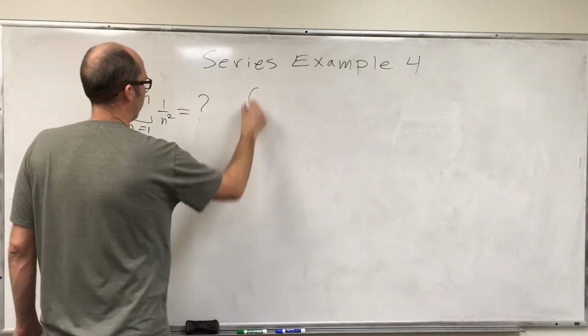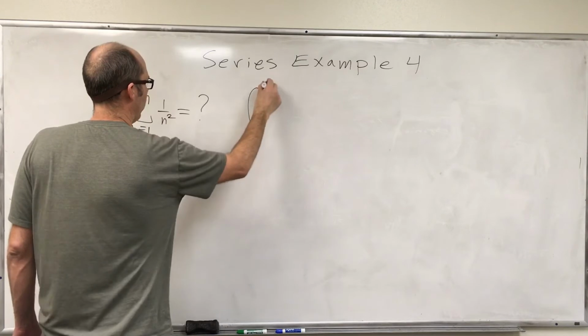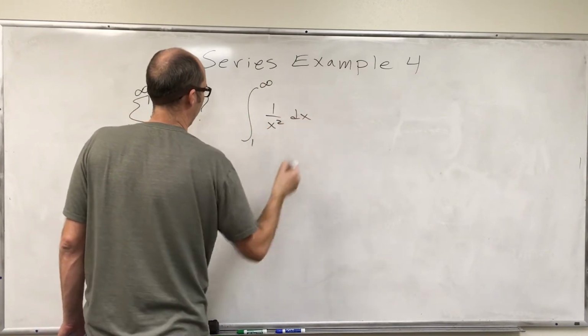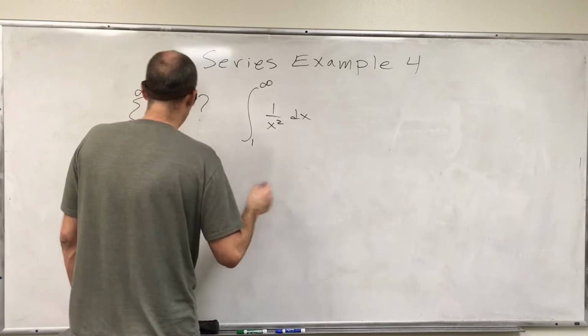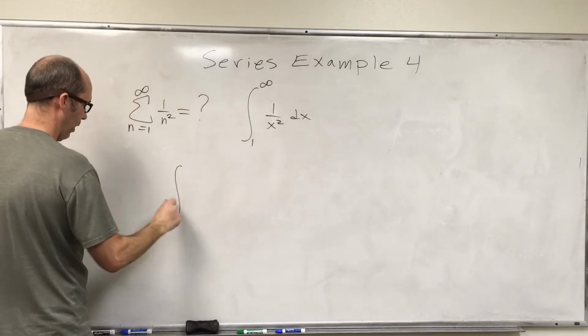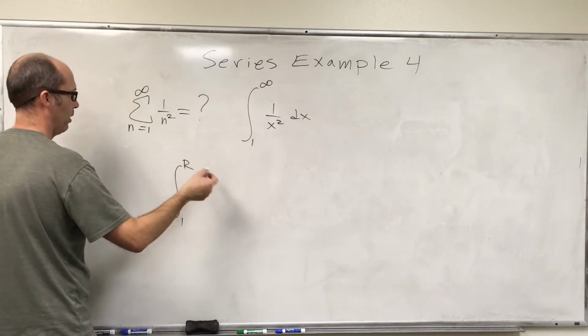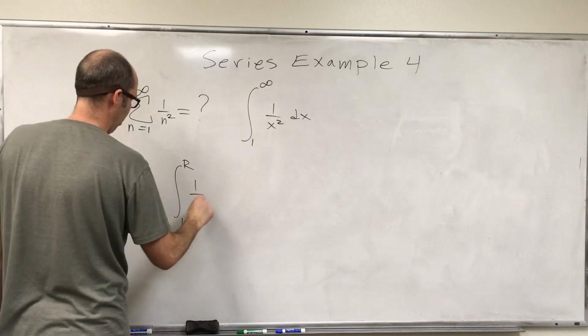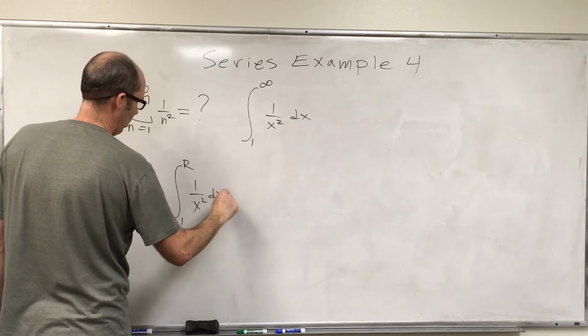So what we're going to do is we're going to look at the integral from 1 to infinity of 1 over x squared dx. All right, so remember our way we do this is we replace infinity with a finite number r and compute the integral.